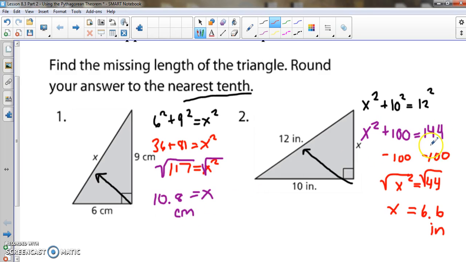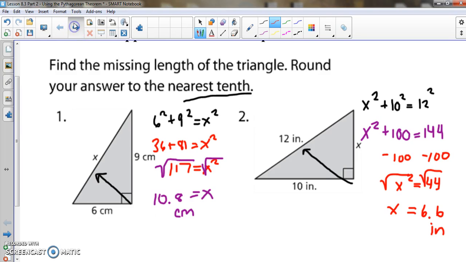Number 2, solving's a little bit different after you simplify. To get the x squared term all by itself, you have to subtract 100 from both sides, and you would be left with x squared equals 44. Again, to get rid of the square, you have to square root both sides, and your answer would be in decimal form, x equals 6.6 inches.